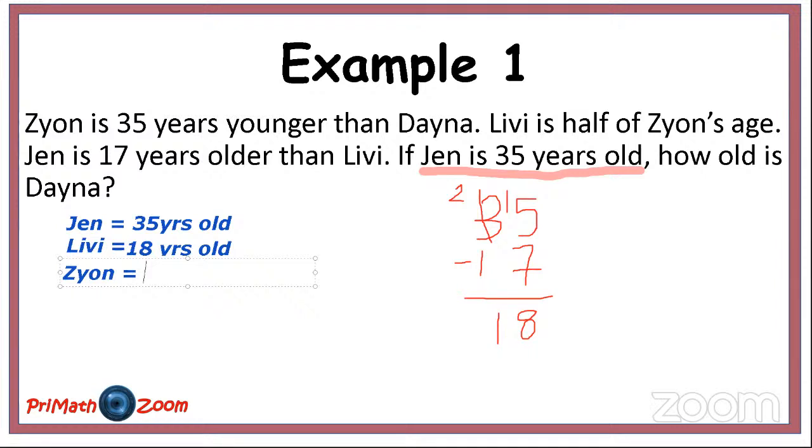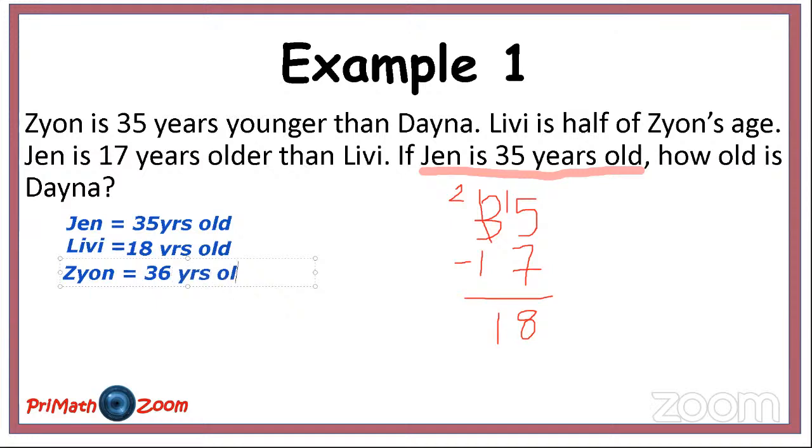So let's see what Torres has here. She has a lot of explanation. Okay, I think she went all the way down to Dana. All right, guys. So definitely, it says Livy is half of Zion's age. Remember, we're working backwards. Livy is half of Zion's age, but we don't know Zion's age. But if Livy is half of Zion's age, that means Zion's age is twice Livy's age. So whatever Livy's age is, Zion's age is twice that. And that's why you guys have 18 multiplied by 2 to give us 36. And you are definitely correct.